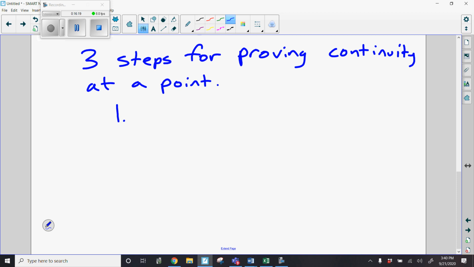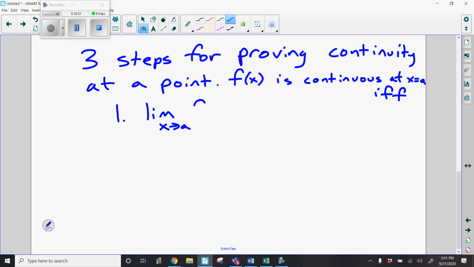Okay, step 1. So here's what we say. F of x is continuous at x equals a if and only if we must pass all 3 of these steps to get continuity at a point. First one: the limit as x goes to a of f of x must exist.